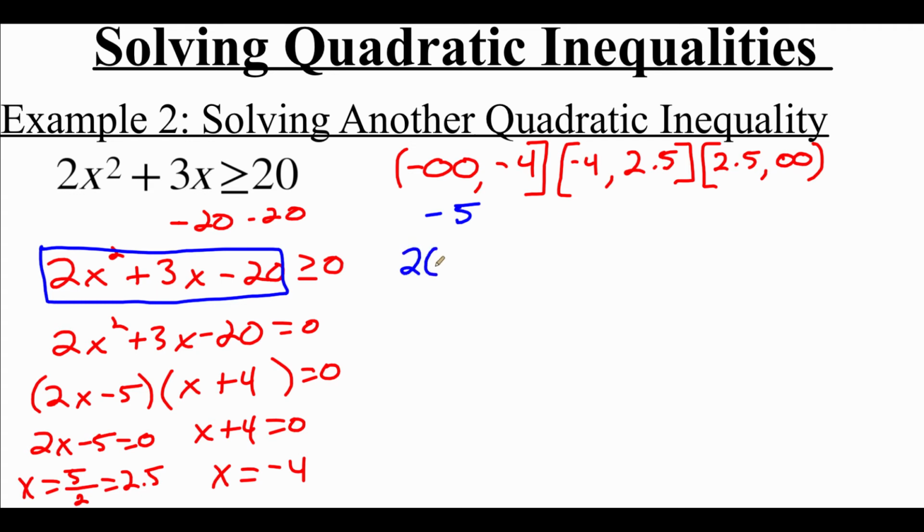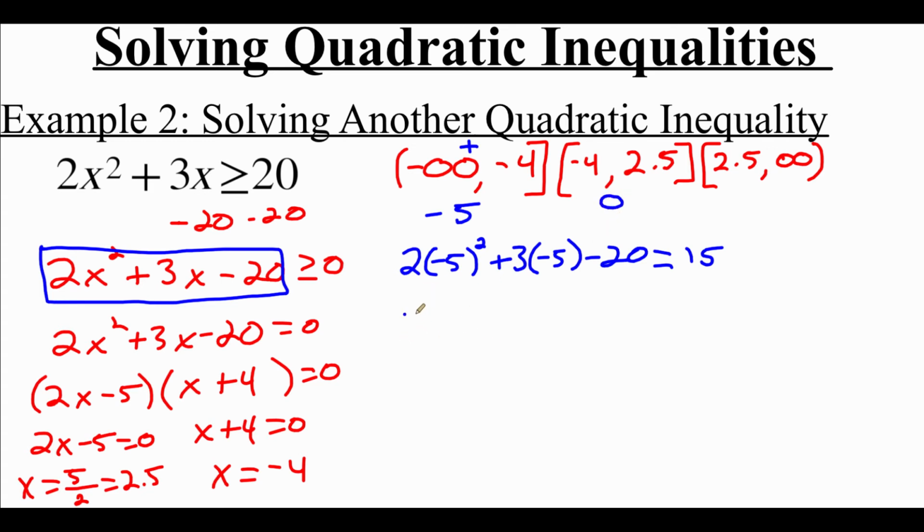So 2 times -5 squared plus 3 times -5 minus 20. When we simplify that all the way down, we should get 15 as our answer. So we got a positive answer, meaning that this is a positive interval. Now we need to pick a test value from our middle interval, so between -4 and positive 2.5. I'm going to use 0.